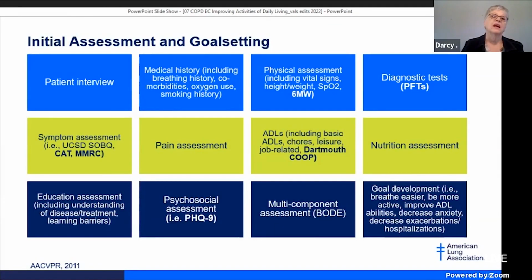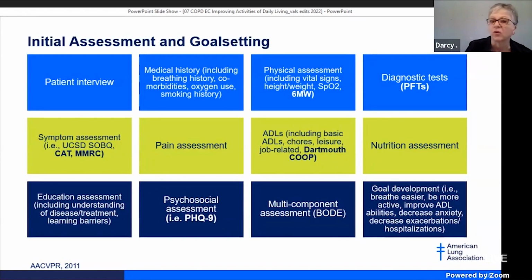So we get a referral for a patient for pulmonary rehab, and these are the things that we're going to do with them. So we bring them in for an individual assessment and learn about their disease process. We learn about what they're having trouble with, what their goals are. So basically, this can be an hour to an hour and a half session where we have a patient interview, and we do a synopsis of their medical history, including their breathing history.